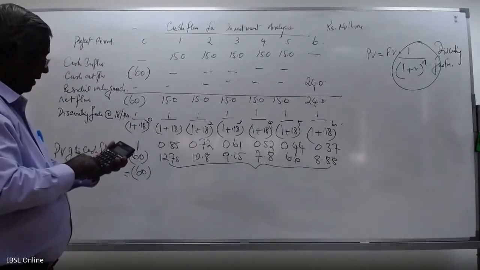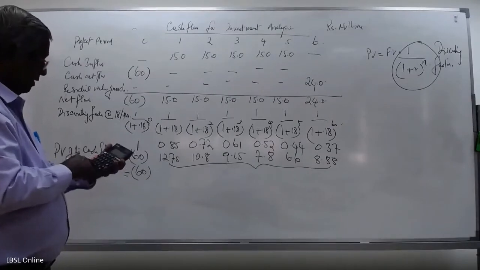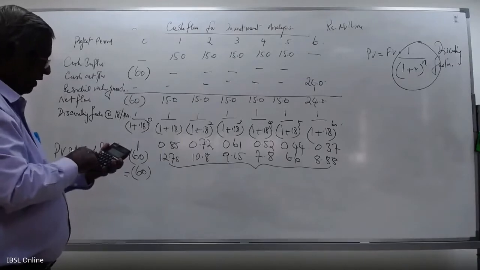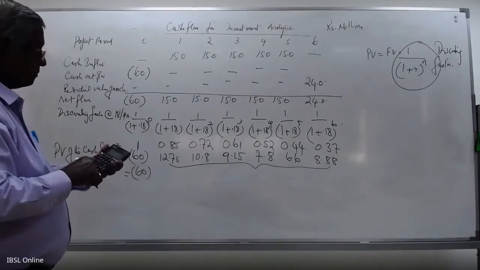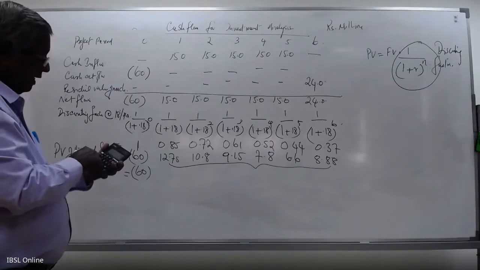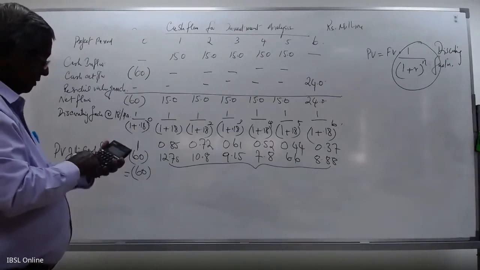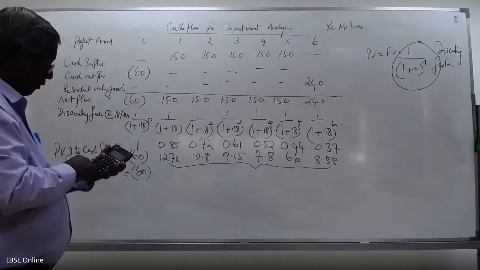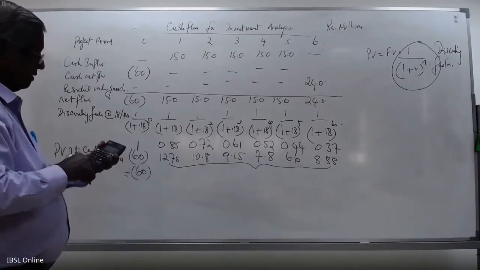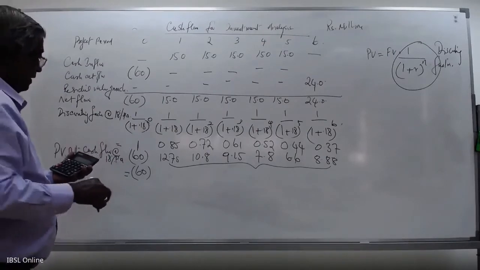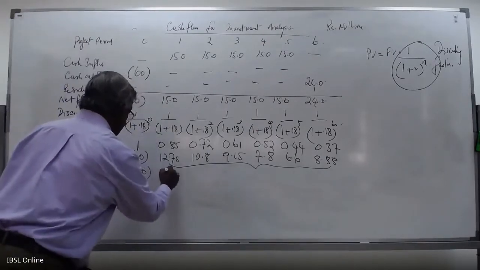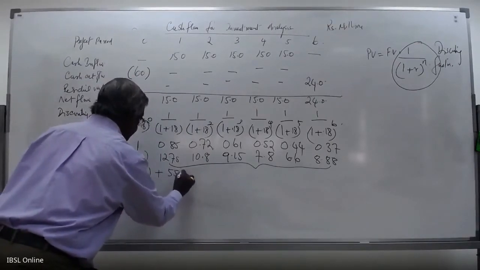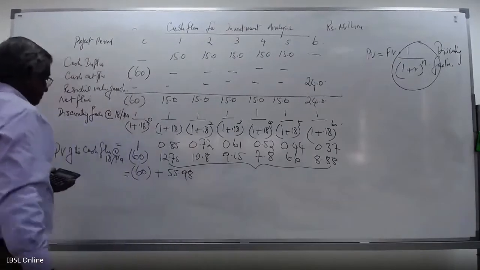12.75 plus 10.8 plus 9.15 plus 7.8 plus 6.6 plus 8.88, that is 55.98. So this is plus 55.98.